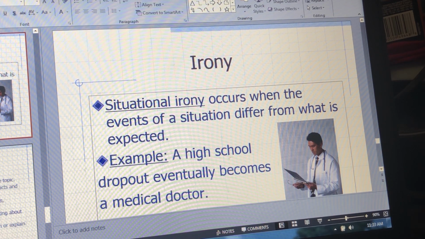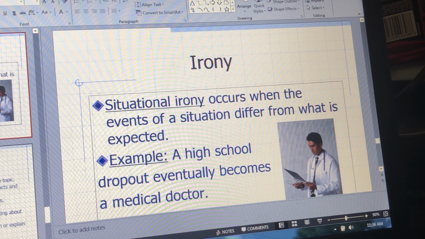Situational irony. Again, think of all irony as your expectations are not met. Situational irony occurs when events of a situation differ from what is expected. A high school dropout eventually becomes a medical doctor. In high school, you knew this girl who never studied. She dropped out. She was doing drugs. She almost overdosed 3 times. She was in a gang. You thought, oh, this girl is not going anywhere in life.